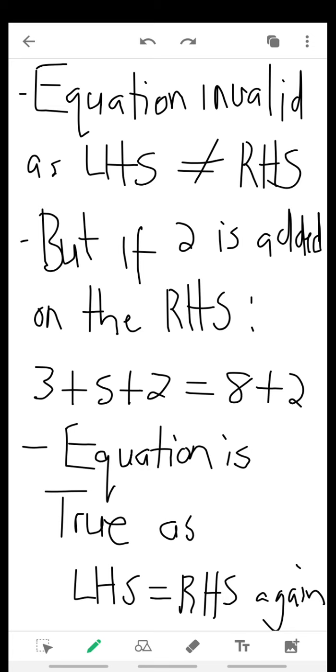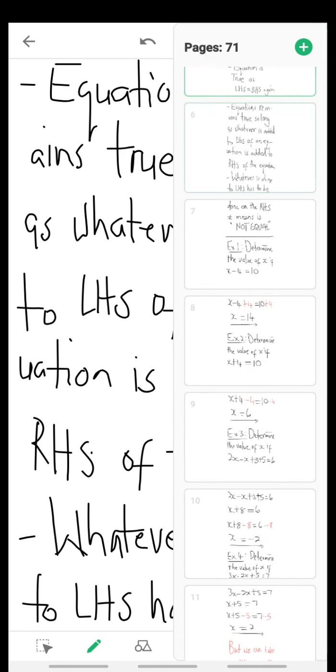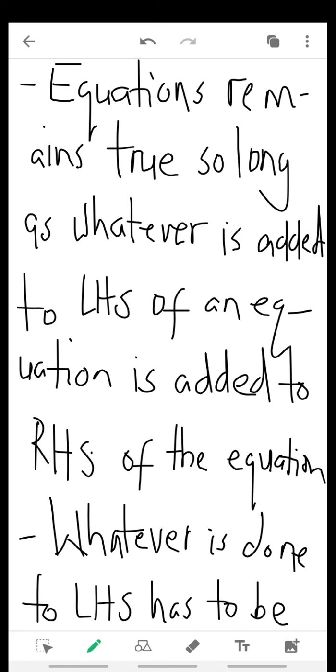But what happens if 2 is also added on the right-hand side? Is the equation true again? Yes, because 3 plus 5 plus 2 is 10, which is equal to 8 plus 2, which is also 10. So what we notice is we've added a 2 on the left and we've added a 2 on the right. What we do on the left, we do also on the right-hand side. So as a result, the equation is true again, as the left-hand side is equal to the right-hand side again.